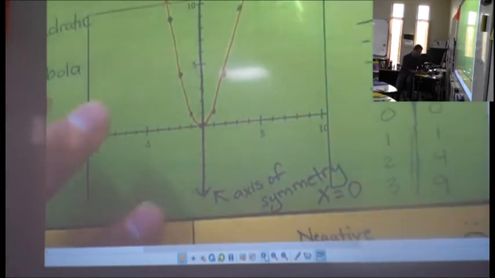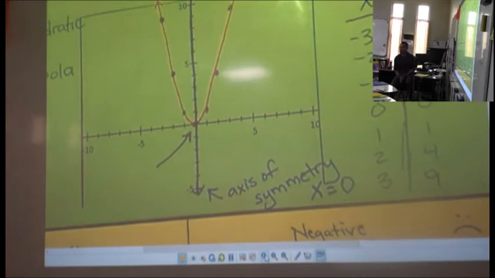All right. A couple things we need to talk about is this point right over here. Now, that's the origin. On the parabola, though, we call this our vertex.